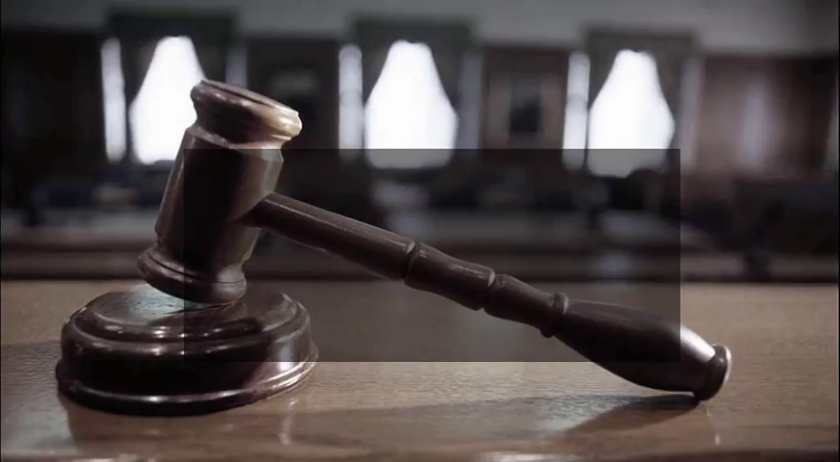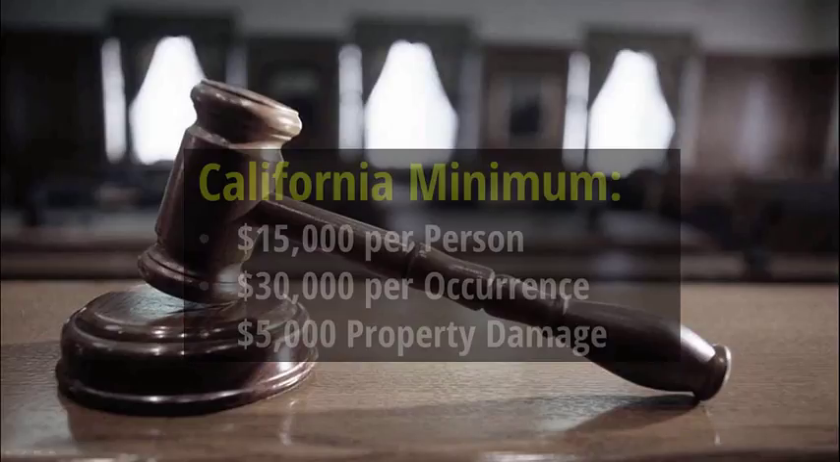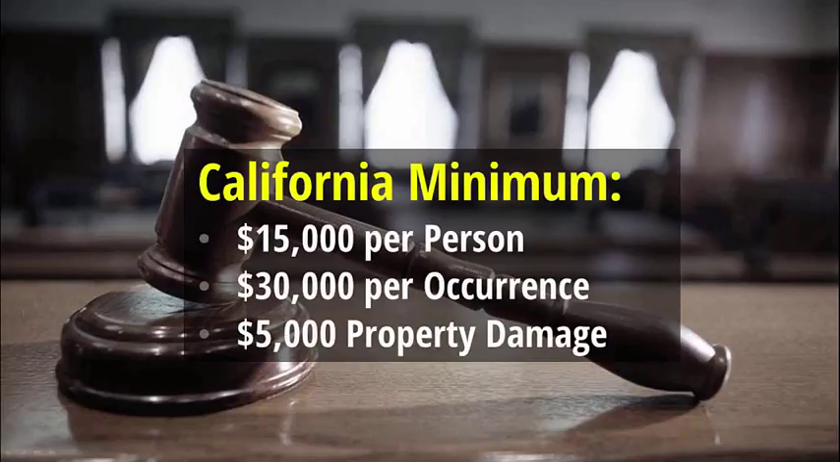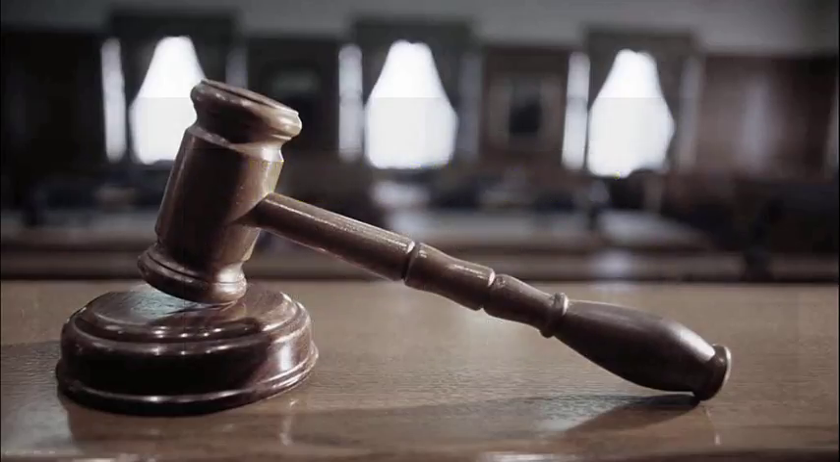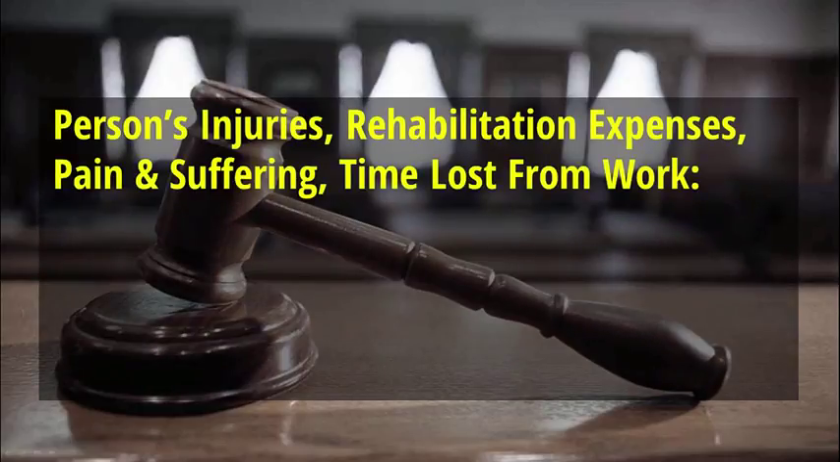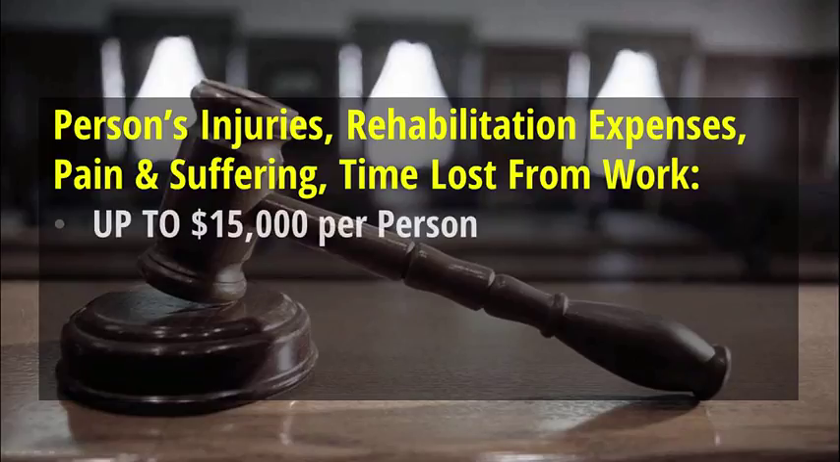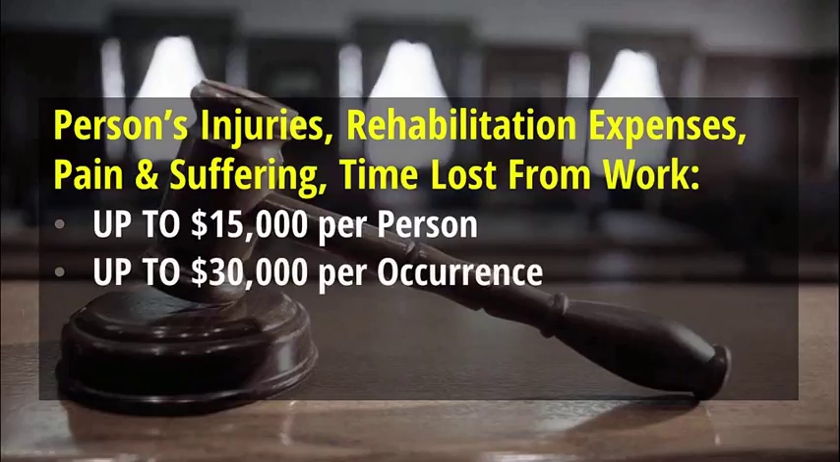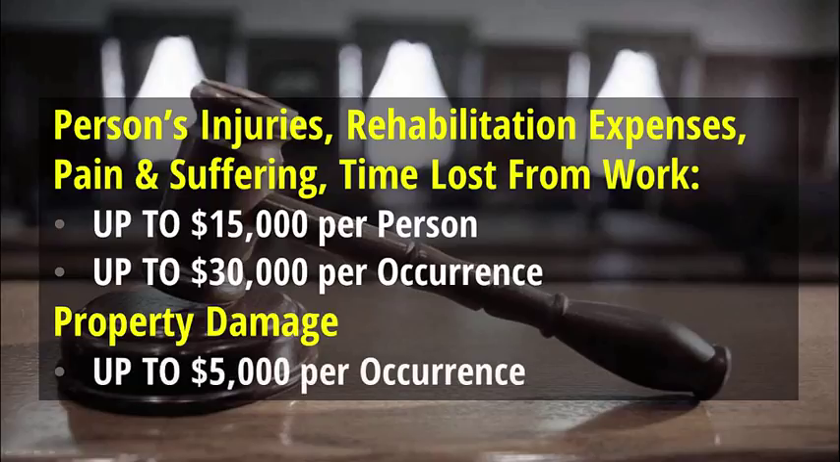And for discussion purposes, we'll imagine that you live in Los Angeles and have the California minimum coverage levels in place of 15, 30, and 5. This means your insurance company would cover the cost of any one person's injuries, rehabilitation expenses, pain and suffering, and time lost from work up to $15,000. But they would not pay more than $30,000 for the accident, regardless of how many people were injured. This is the bodily injury portion of liability insurance. And your insurance company would also pay up to $5,000 for the property damage.